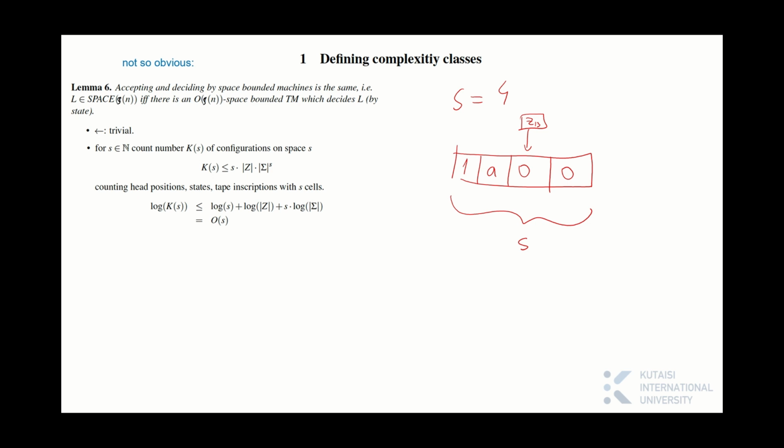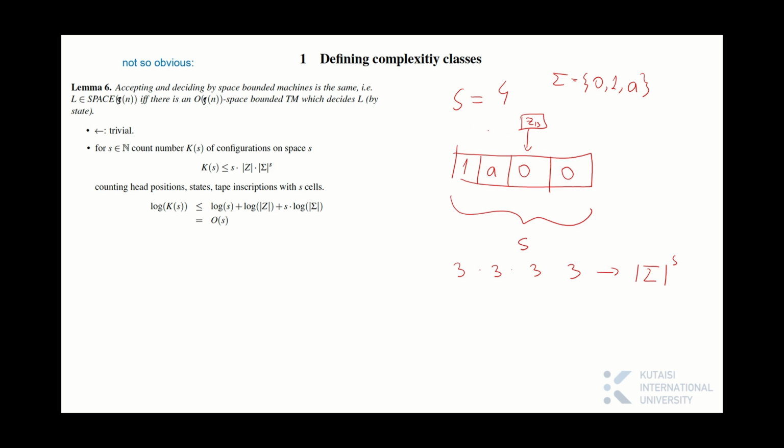It depends on my alphabet, right? If my alphabet is 0, 1, and in my case the letter A also, then I can write 3 letters in the first cell, 3 letters in the second cell, 3 in the third cell, and 3 in the fourth cell, because there are 3 alphabet letters. In generality, if this is my sigma, however many letters there are in sigma, to the power S. This is how many strings there are on 4 cells.